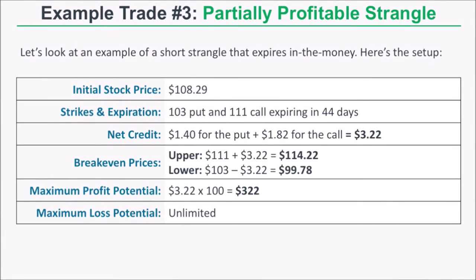Alright, so in this last position, we're going to look at a partially profitable strangle, which basically means that the stock price expires beyond one of the short strikes, but not enough to make the trade unprofitable.